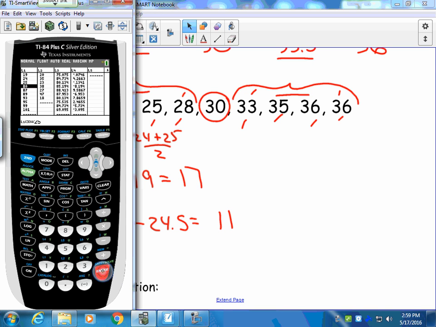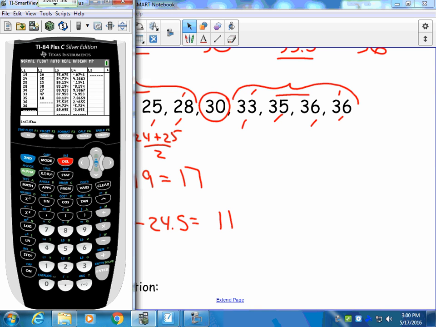Okay, 25, 28, 30, 33, 35, 36, and 36. Okay, now notice I've got an extra value here from an old data set, and I just want to delete that value overall. Make sure that you have your data set matching exactly what you see in the distribution.